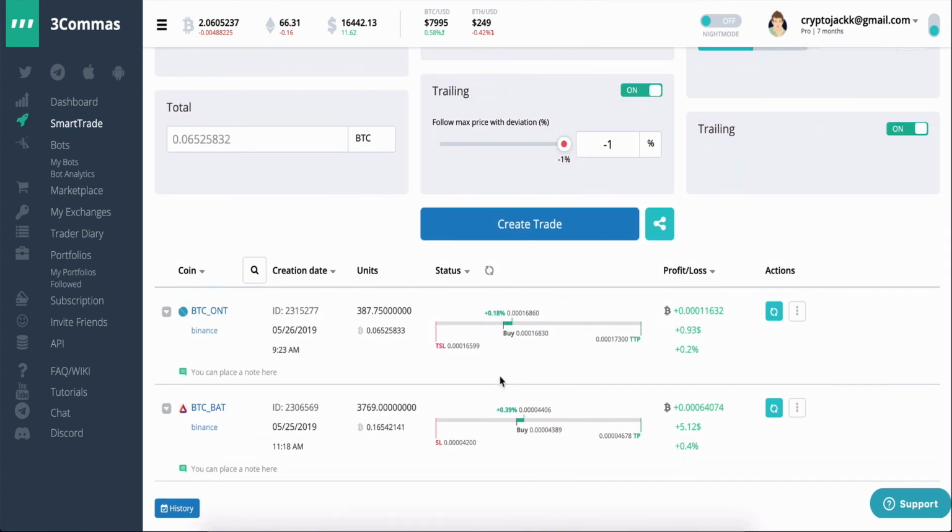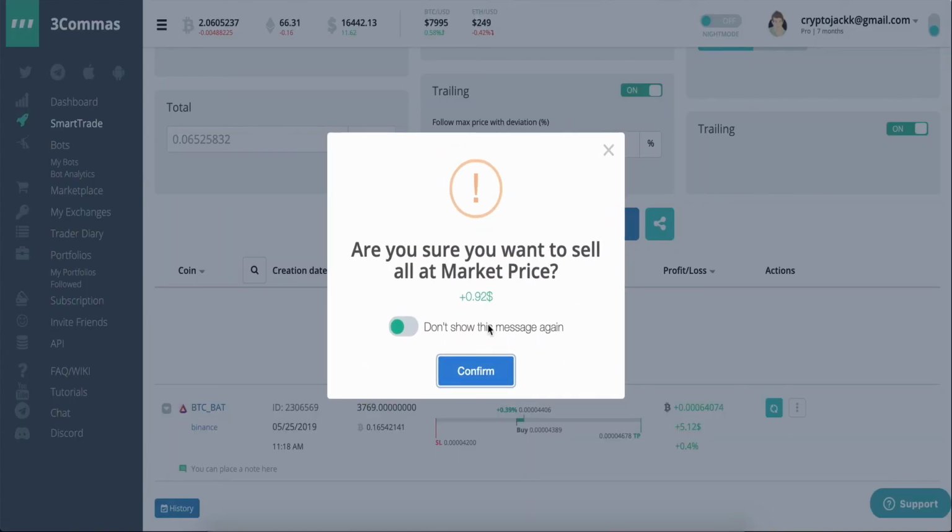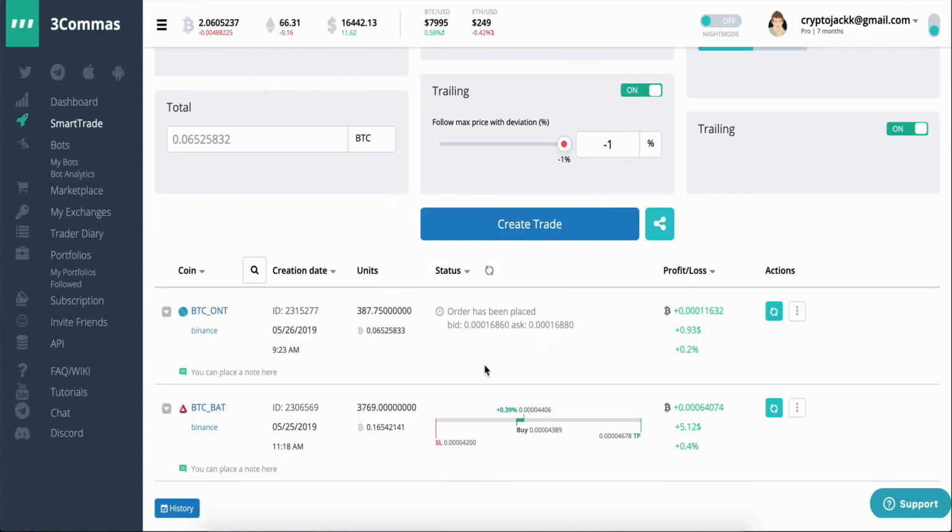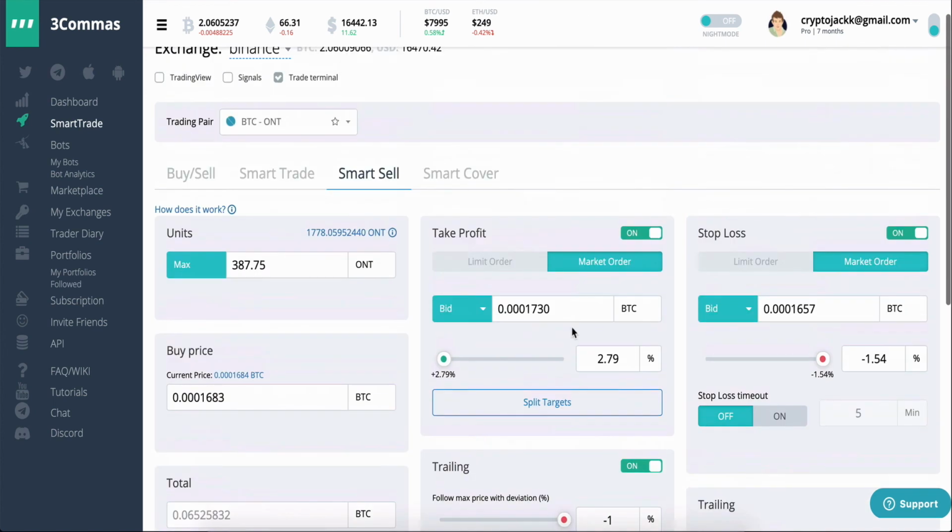I'll just show you an example here. If we wanted to panic sell, we'll just simply go on here, click close market price, and it says, are you sure you want to panic sell at market price, 92 cents? Just click confirm, and then it will go ahead and panic sell that, and you'll be able to see that in your trader diary.